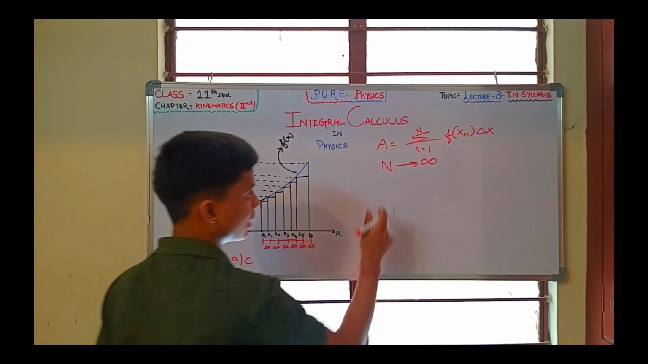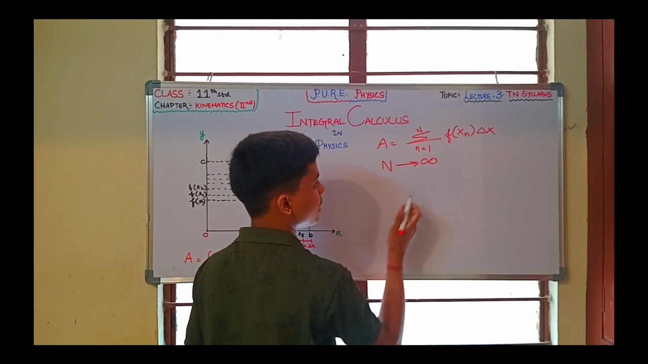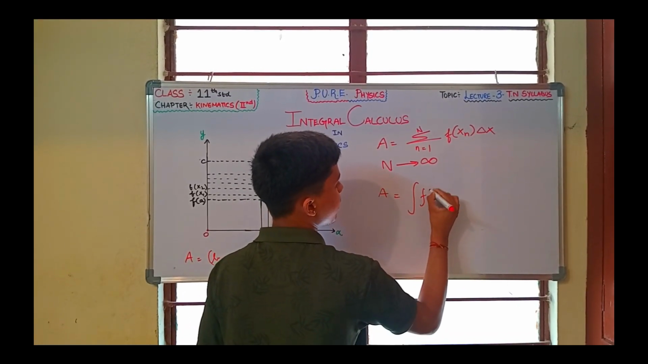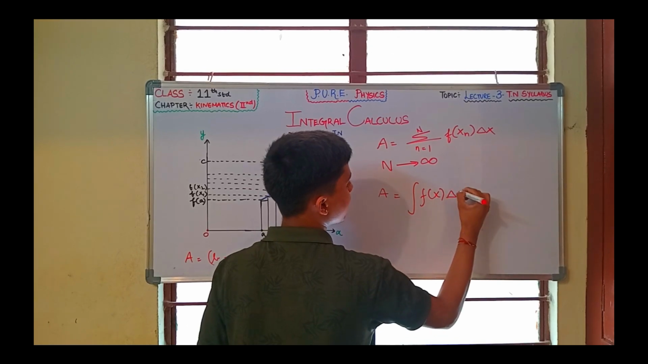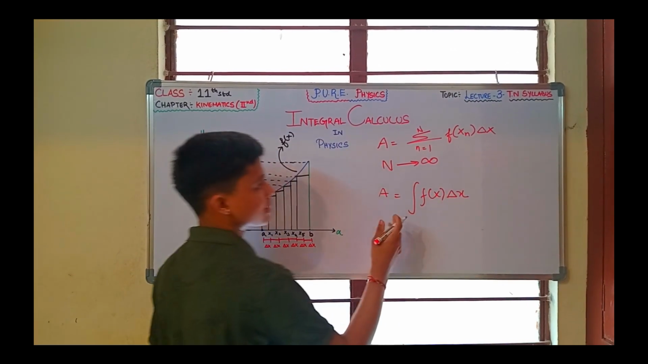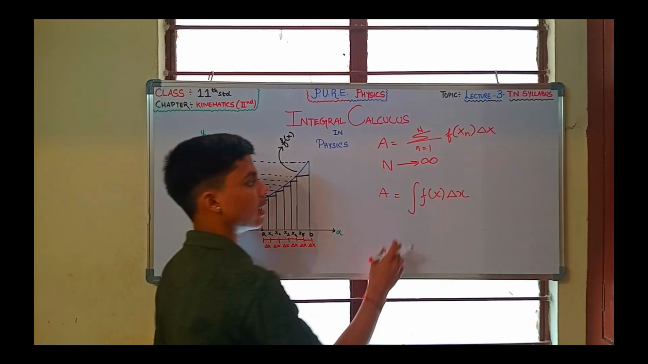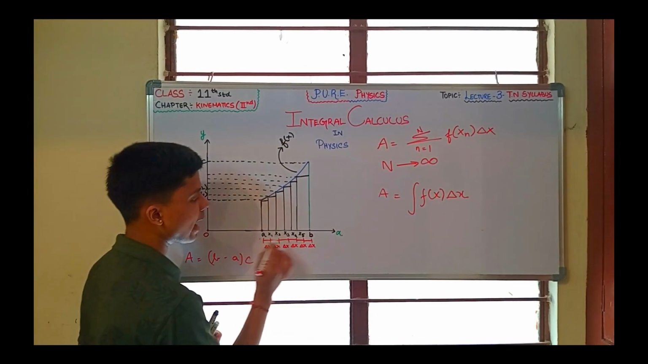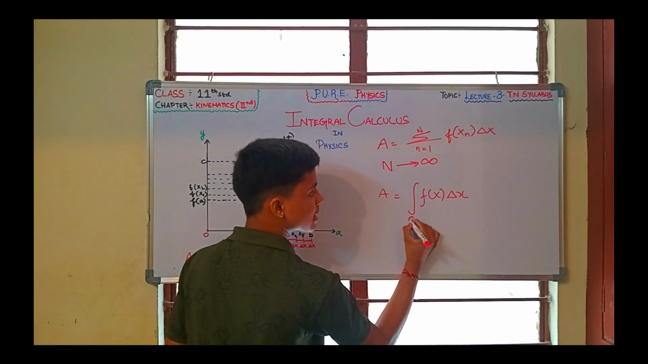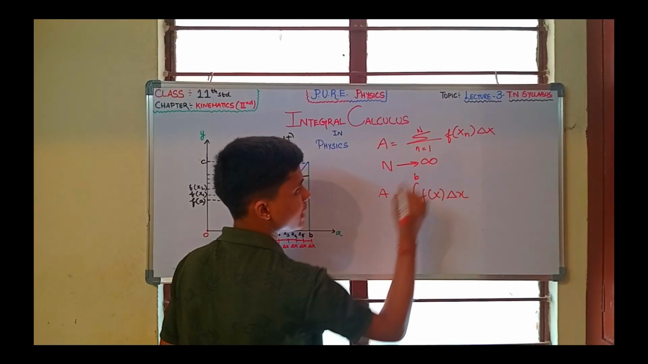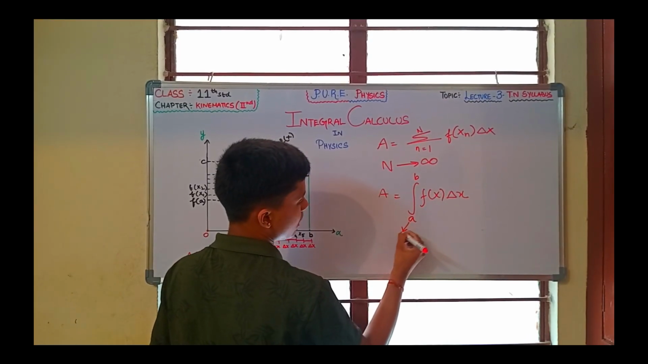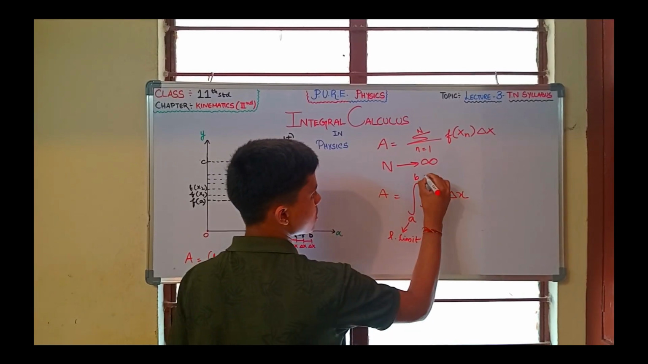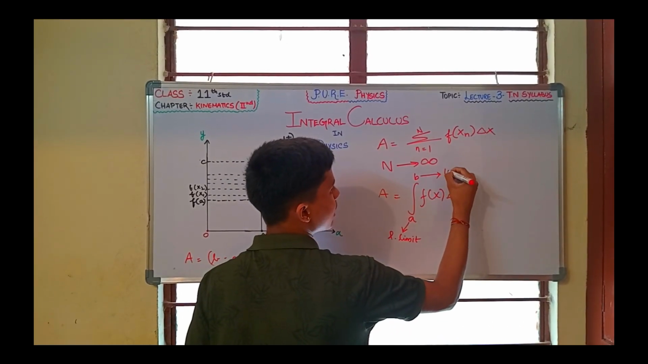So the case when the number of strips tends to infinity will change into A equal to the integration of f of x into delta x. Since we need to apply limits for the integral, the limits will be a and b. A is the starting point and b is the ending point. This a is called the lower limit and b is called the upper limit.